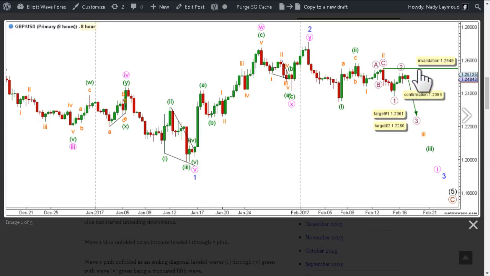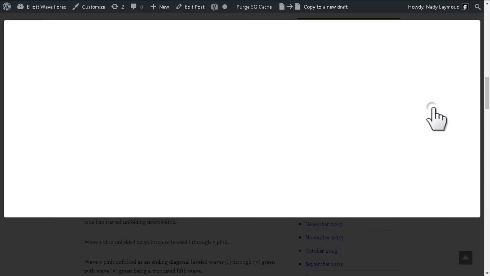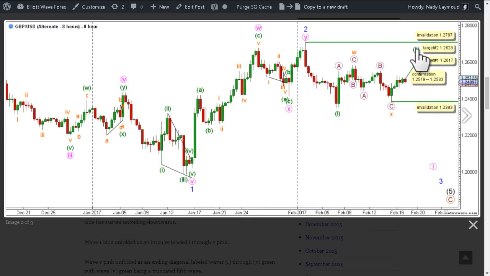The short-term key level and invalidation point is at 1.2549, as wave 2 purple may not retrace more than 100% of wave 1 purple. If that upper invalidation point was met, we will move automatically to the first alternate count, which expects that wave 2 green is incomplete and that wave 2 green is unfolding as a double zigzag labeled W, X, and Y orange.